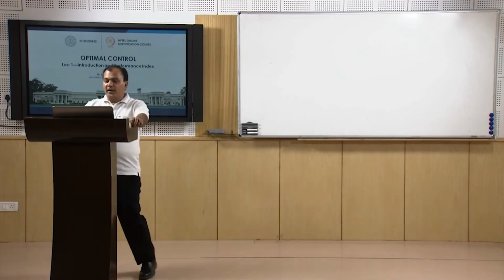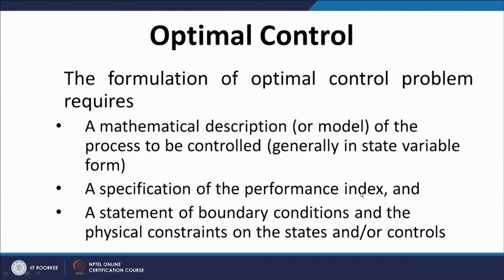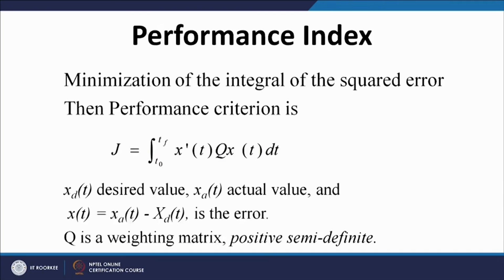So, our next point of discussion here is the specification of a performance index. Means we have to decide a performance criteria. Performance criteria is based on what actually we want from our system. Like, let us say we want to minimize the integral of the squared error in a given time. So, if my actual output is xa and the desired output is xd, then the error I can define as simply xa minus xd.